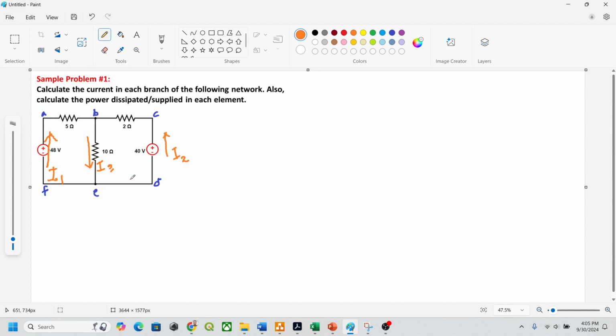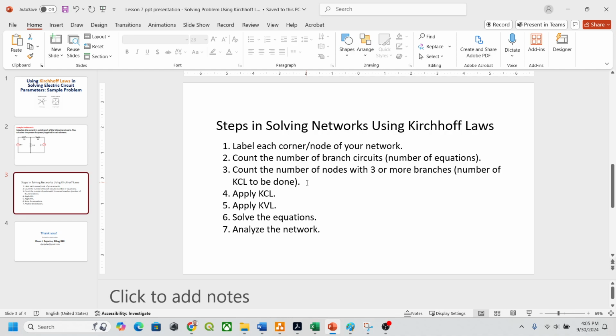Since you have three branches, you will have one equation for KCL. That means you will be doing two KVL. So that's crucial. I'll say it again.